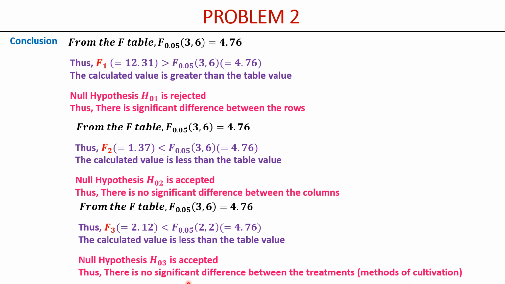The question here too was asked only with regard to the treatments and not with regard to the rows or columns. But as a practice, we have done it for all the three. But the main answer is the last one. So there is no difference in the yield of paddy based on the methods of cultivation. Let's look into problem number 3 now.